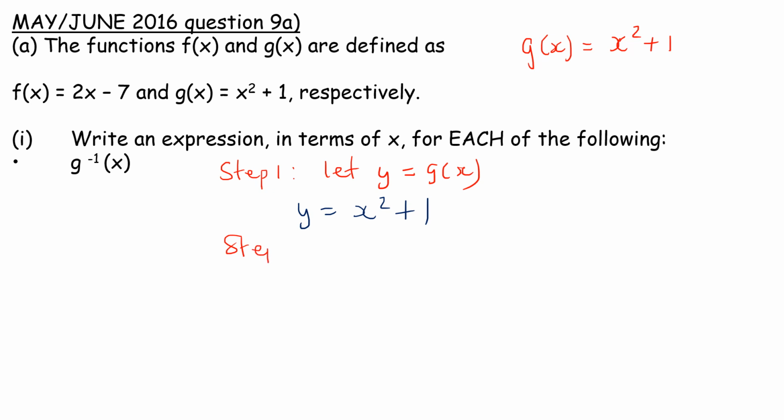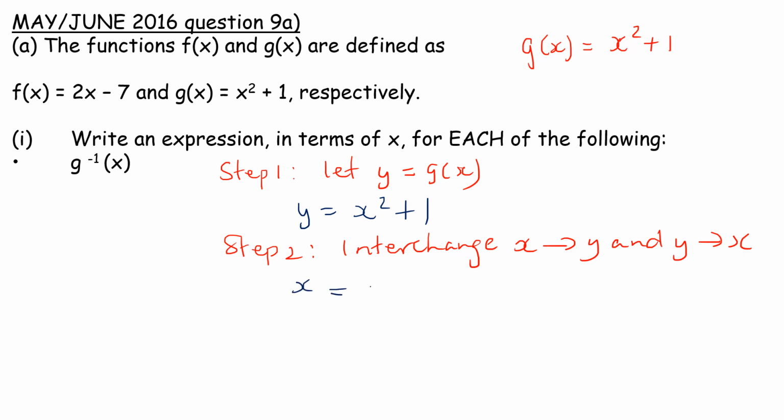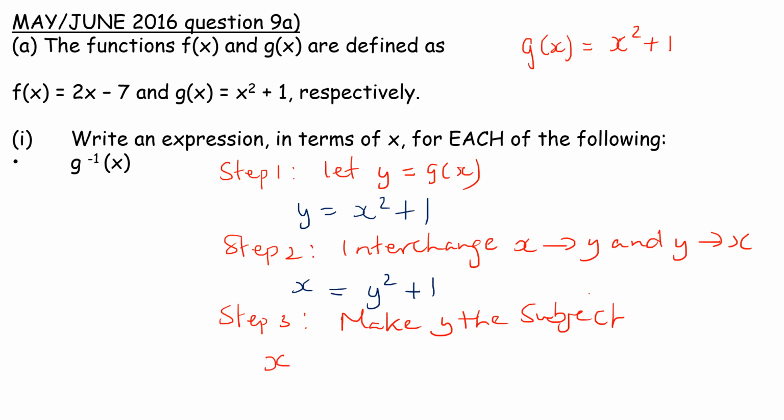Step 2, we're going to interchange, where x is y and y is x. So we're going to have x is equal to y squared plus 1. Step 3, we're going to make y the subject. And that is going to give us x minus 1 is equal to y squared.